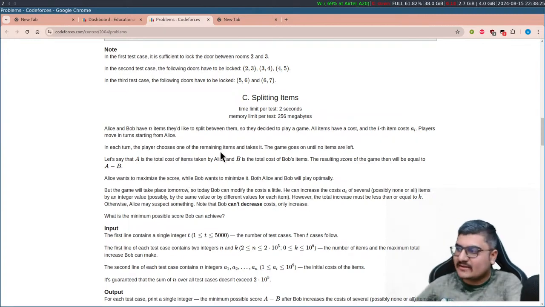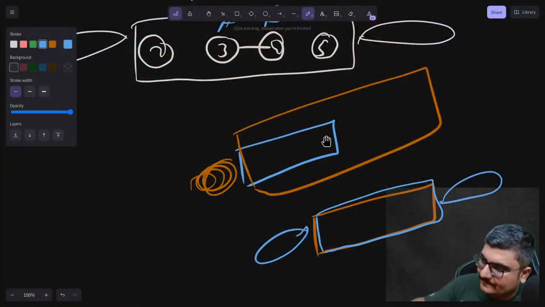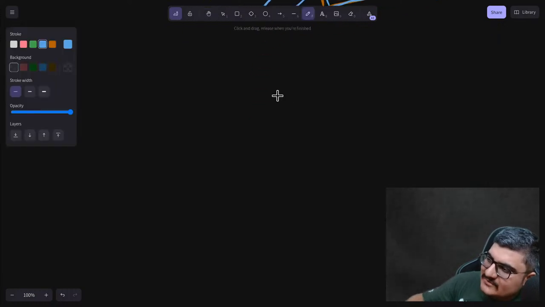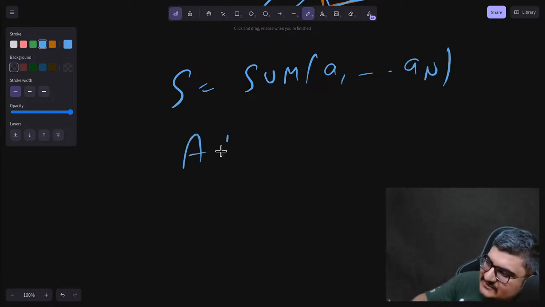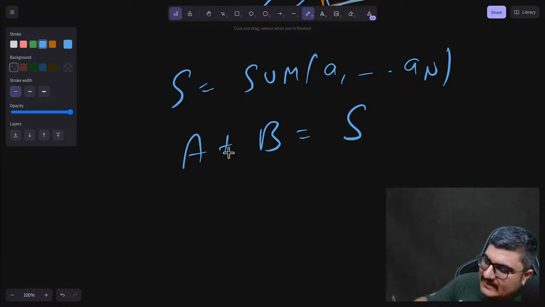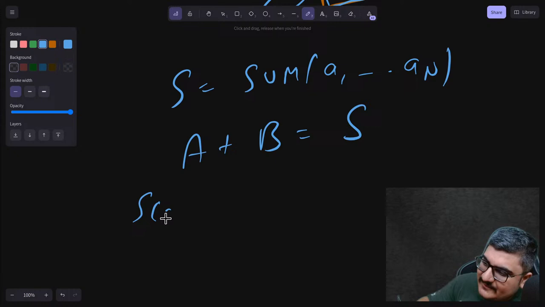Notice that all the items will be taken by someone. Let's just play a game here, say with 10, 15. All the items would be taken and S is the sum of all the elements. Then you notice Alice's total plus Bob's total is equal to the total sum, and the score of the game is Alice minus Bob.